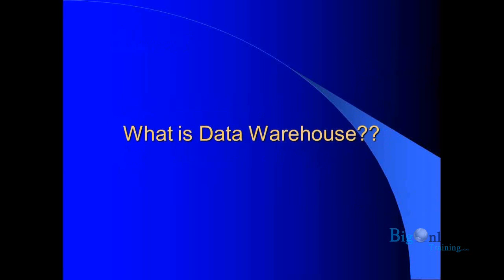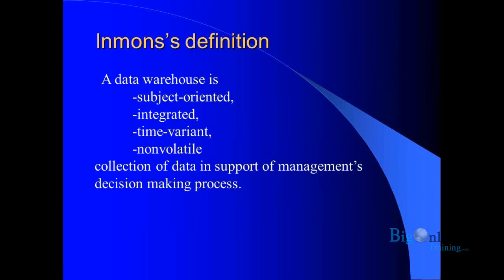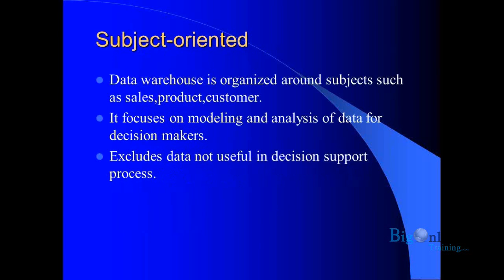what is a data warehouse? A data warehouse is nothing but a subject-oriented, integrated, time-variant, non-volatile collection of data in support of management's decision-making process. What does it mean by subject-oriented? Subject-oriented means, let's say, a data warehouse is organized around subjects such as sales, product, customer.